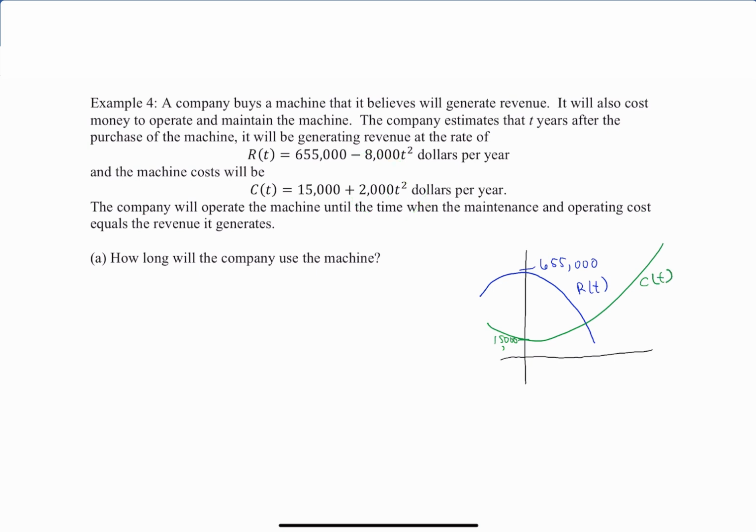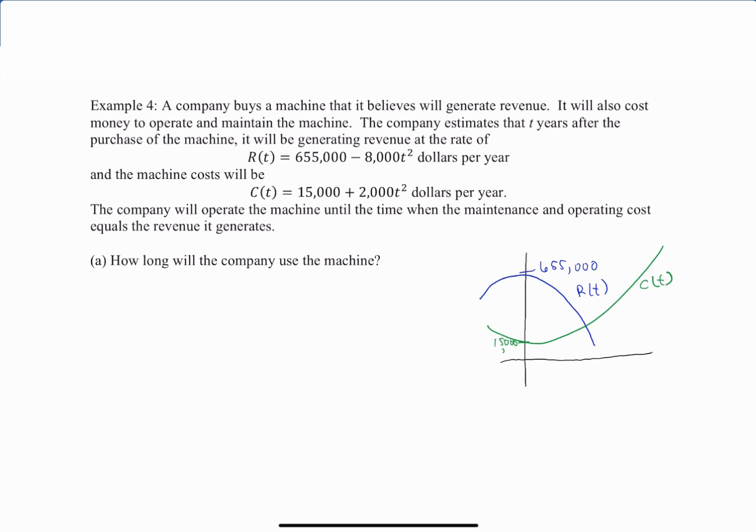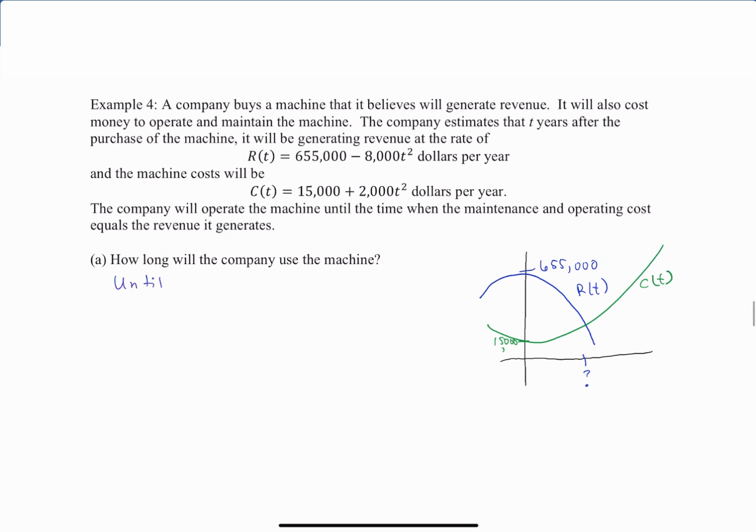So indeed, we can roughly see that the revenue is going to be going down, the cost is going to be going up, and at some point those two curves are going to intersect, and at that point the revenue will be equal to the cost. And that's when the company is going to stop using the machine, when it starts costing more to operate than it's bringing in revenue. So for part A, how long will the company use the machine? It's going to use the machine until C of T equals R of T.